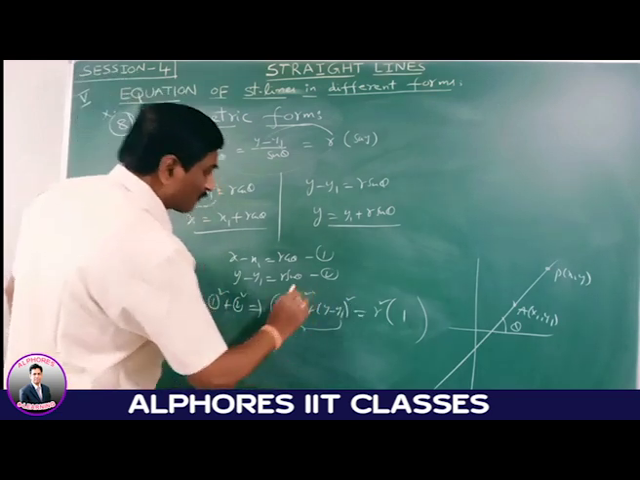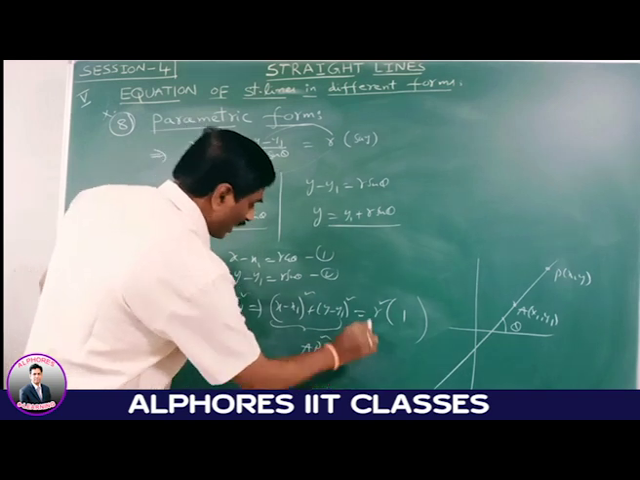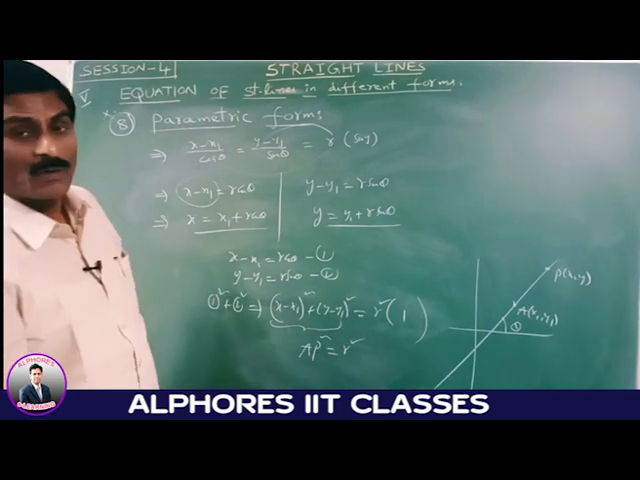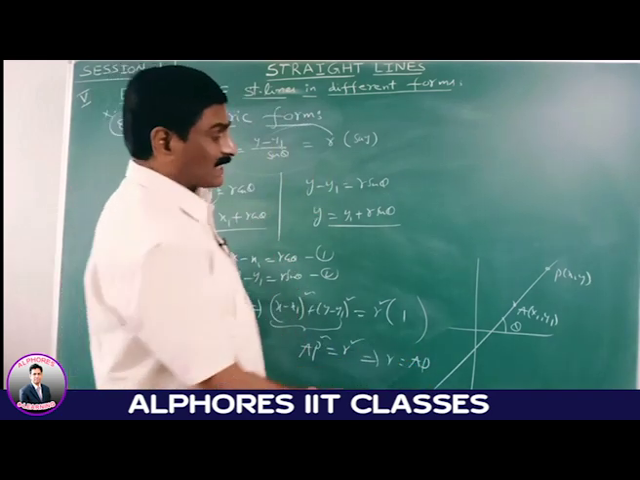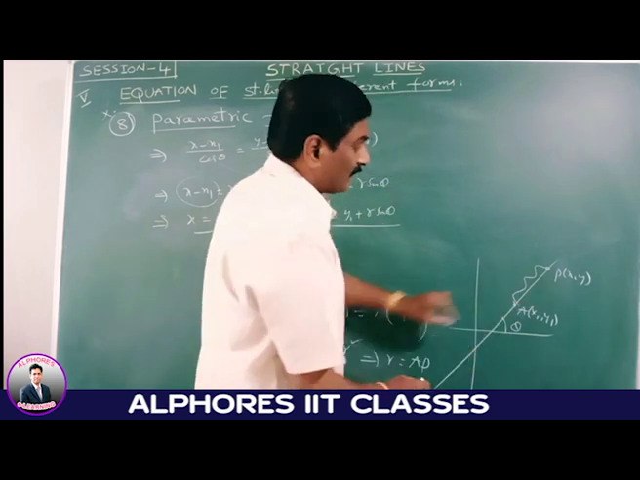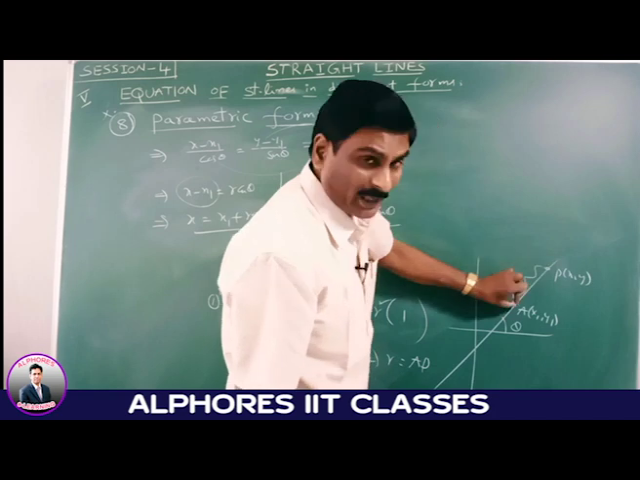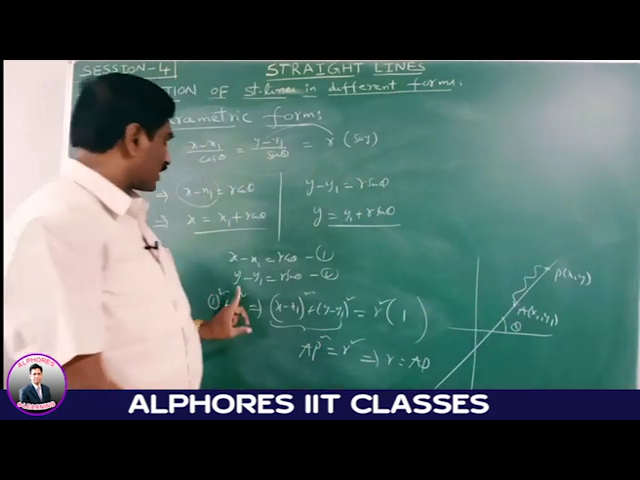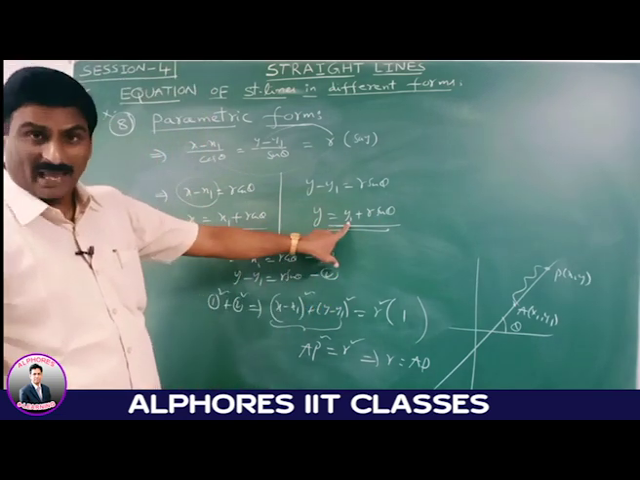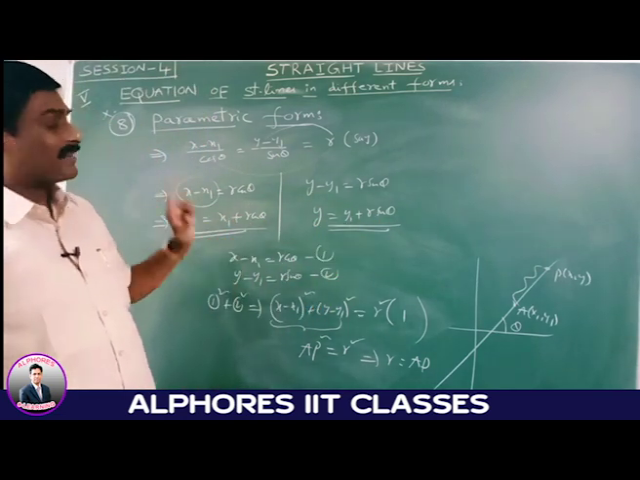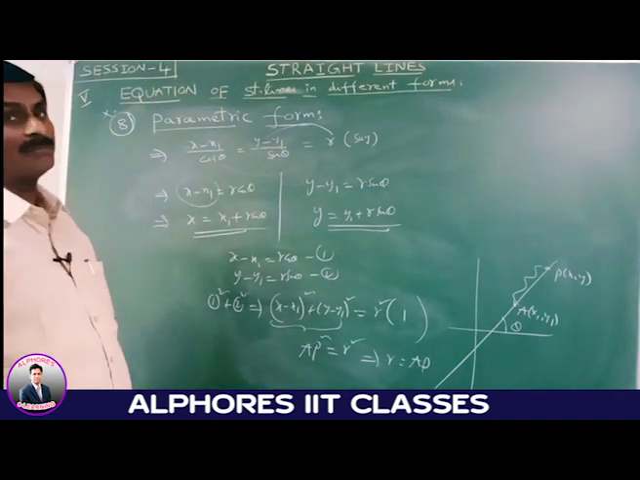This value is nothing but the distance between the points A and P. This is AP square. AP square is equal to r square, so r is equal to AP. r is the parameter, that is the distance from A to P. Suppose the P value changes, the r value changes. So r is the parameter. x is equal to x1 plus r cos theta, y is equal to y1 plus r sin theta represents any point on the line. Here r is the parameter and that is the distance from A to P. Very, very important. Please note this.